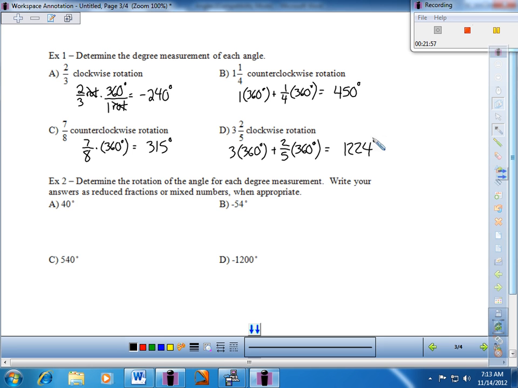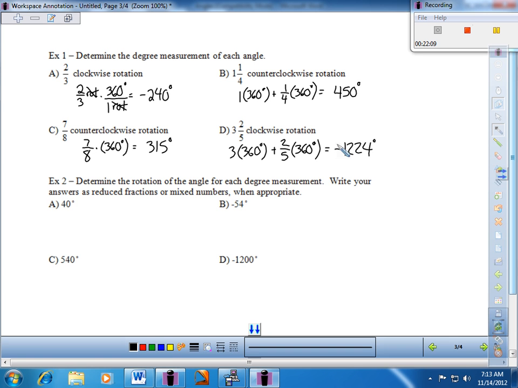Think about that. That's the amount of the rotation translating into a degree measurement. But we also want the direction to translate into the degree measurement as well. 2 parts to it. Clockwise, everybody, is negative. So envision that going around once, twice, thrice, and then another 2/5. And you can see you're starting to get into some pretty large numbers there, 1224 in the negative direction.